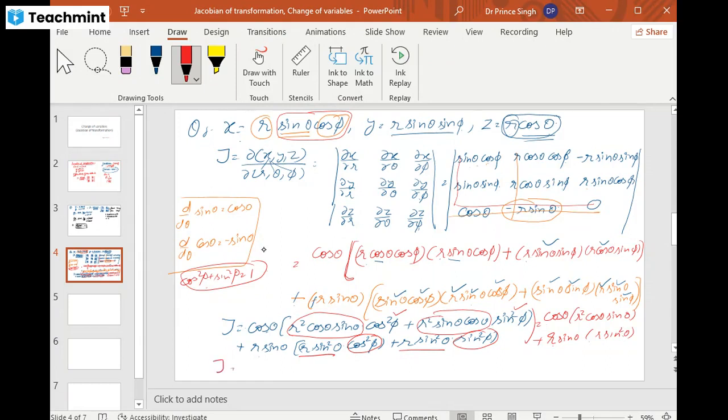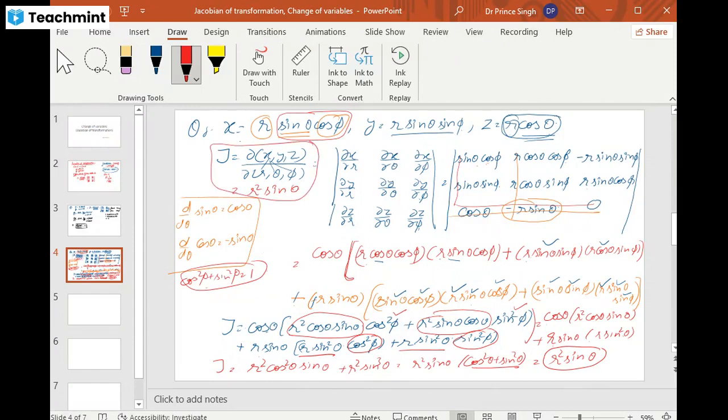So what is the value? This is r square cos square theta sin theta plus r square sin cube theta. And here again r square sin theta is common. So we get cos square theta plus sin square theta. Again cos square theta plus sin square theta is 1. So its value comes out to be r square sin theta. So what is the Jacobian of transformation in this case? Its value is r square times sin theta.